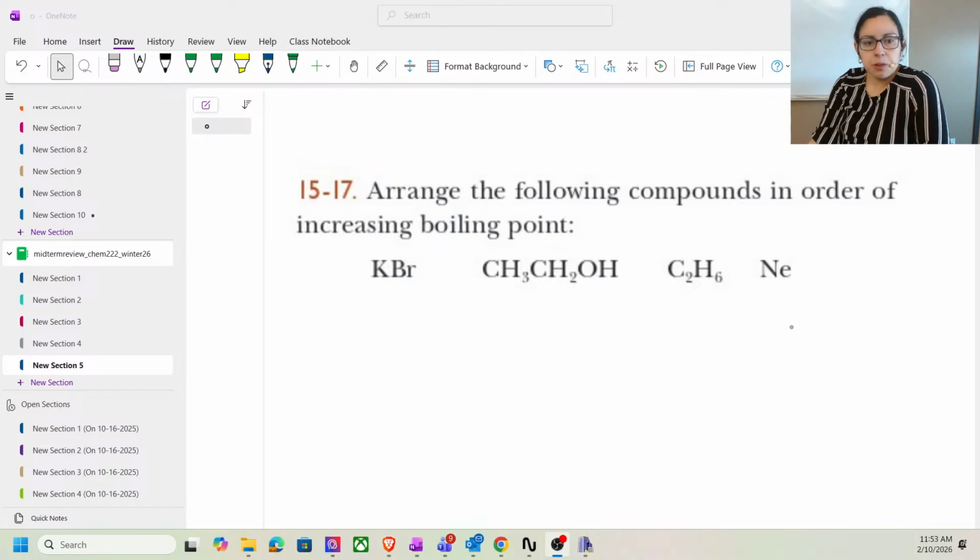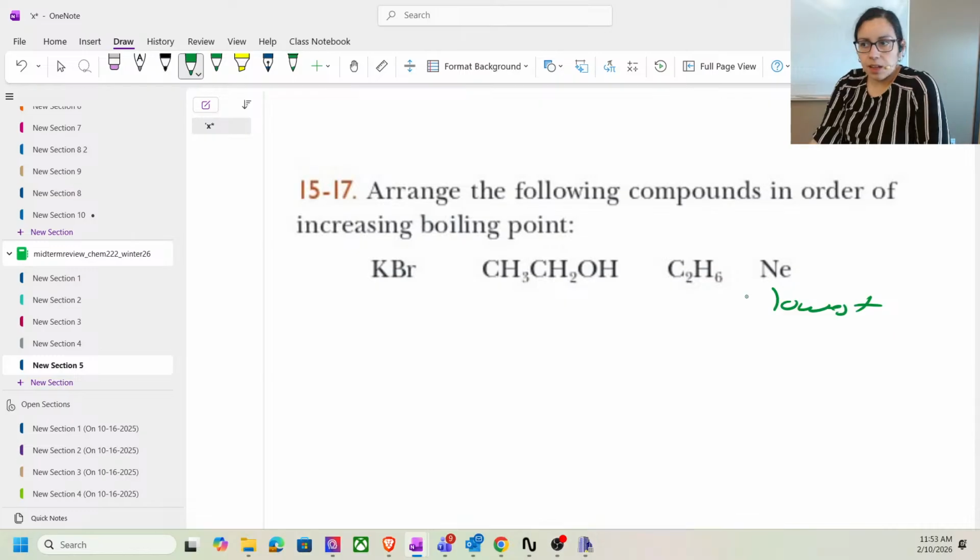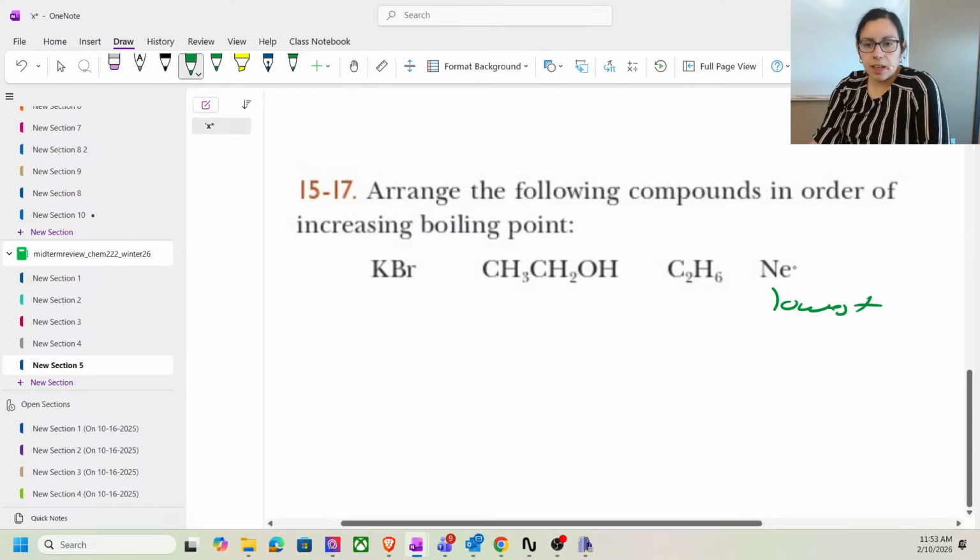All right, so which one do we expect? And I don't know which way is lower for y'all to start, but which one is either the lowest or the highest? Sorry, what did you say? So yeah, neon, right, is going to be our lowest here. And that's our mass argument. And also, right, small and nonpolar.